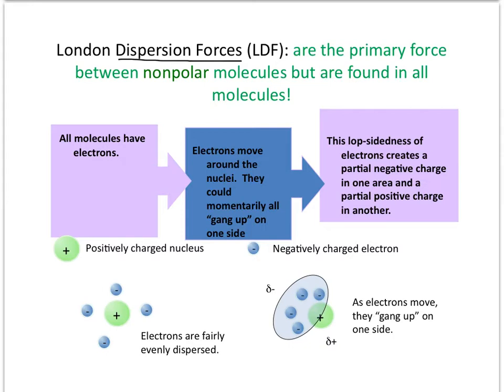So let's discuss what makes a London dispersion force. The first thing we want to remember is that all molecules have electrons, and these electrons are moving around the nucleus in spontaneous movements. If the electrons move to one side and they momentarily gang up so that there's more on one side than the other, that lopsidedness creates a partial negative charge in one area and a partial positive charge in another area. This then creates a temporary dipole, also known as an instantaneous dipole.